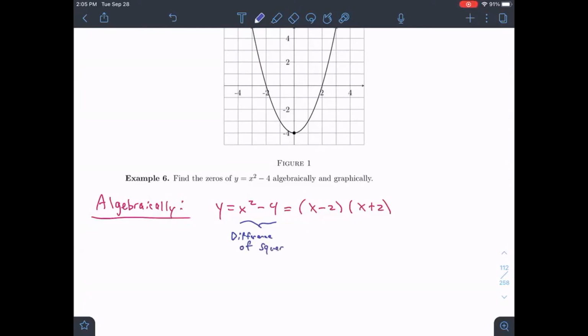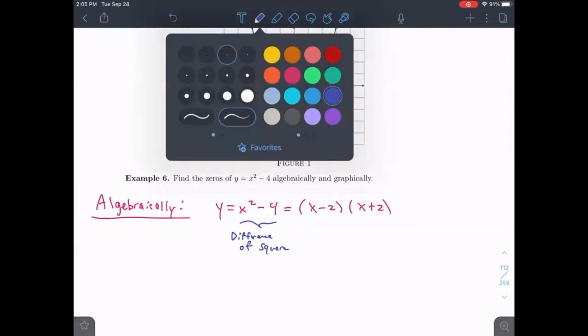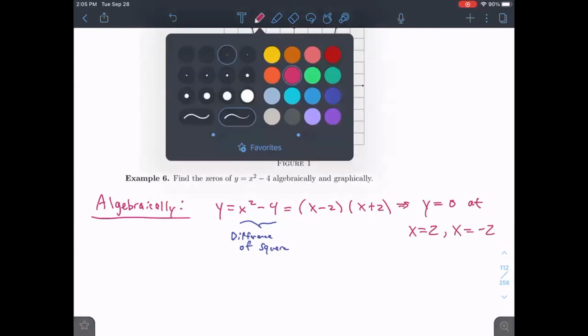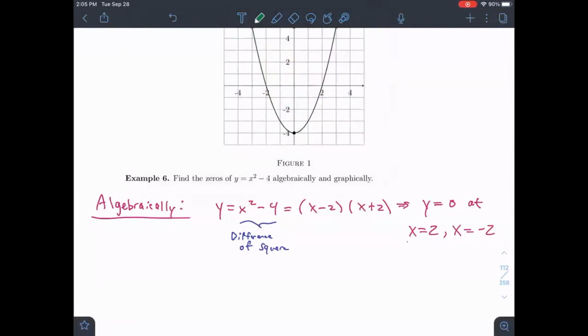So this is from module 1B, way back. What this implies is that y is equal to 0 at x is equal to 2, and at x is equal to negative 2 as well. When x is equal to 2, this linear component is 0, and when x is equal to minus 2, this linear component is also equal to 0.